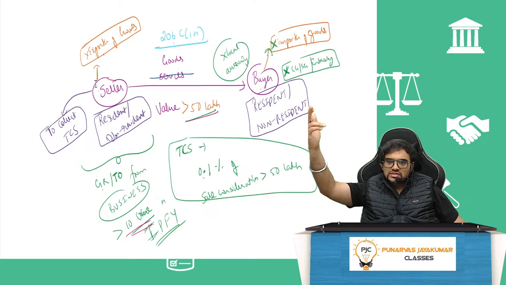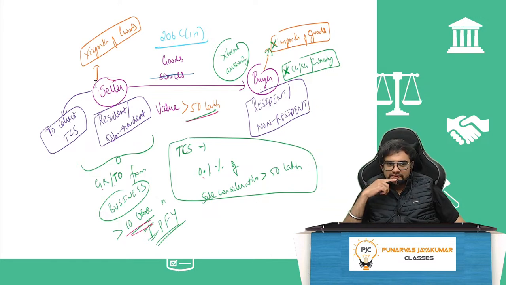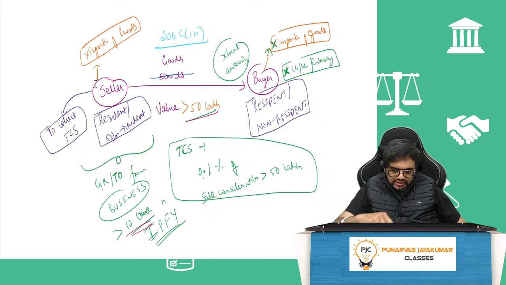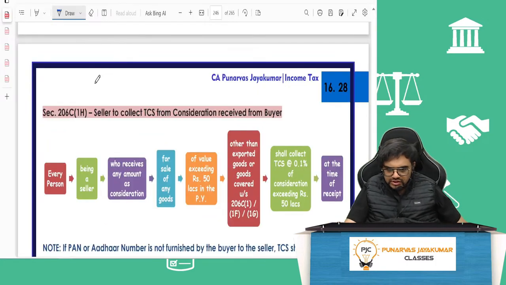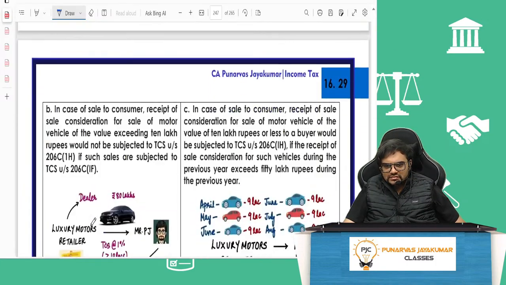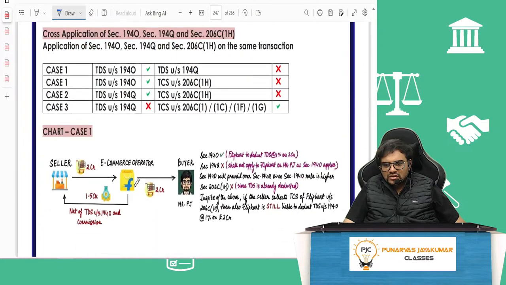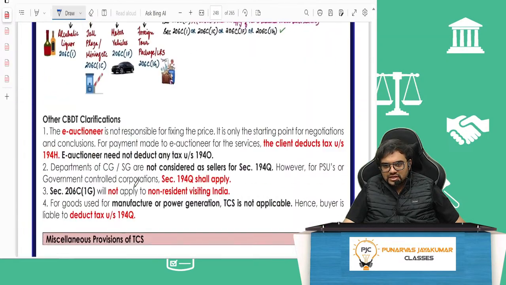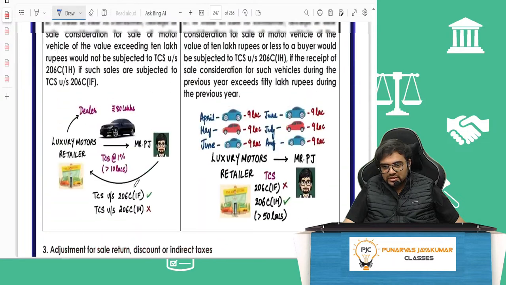If TDS provisions are already applicable, then TCS will not apply. Right? That's what it is. That's all regarding TDS, TCS, etc. Then that interconnection and all, you leave it, guys. They have given it in the syllabus, but no need.